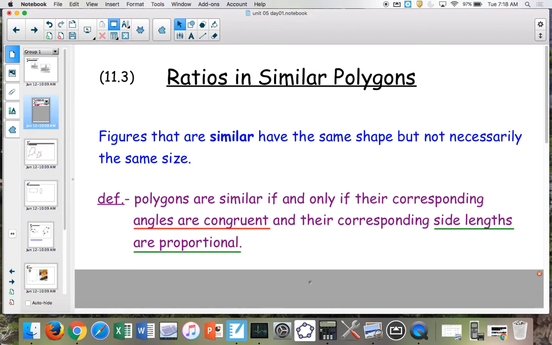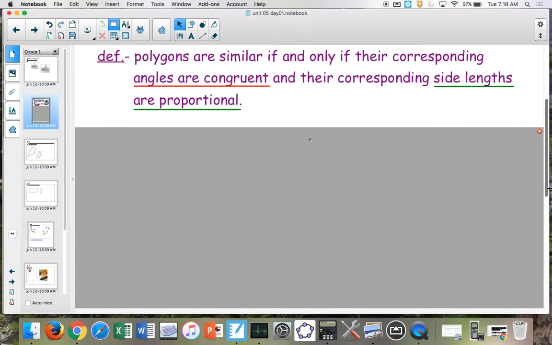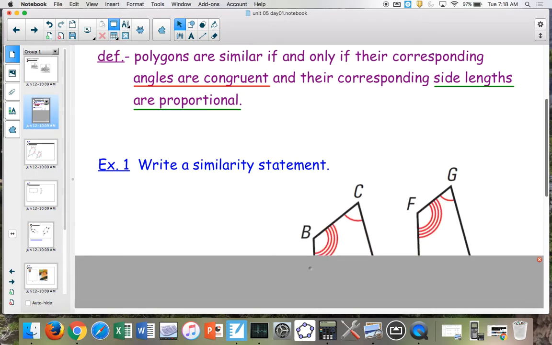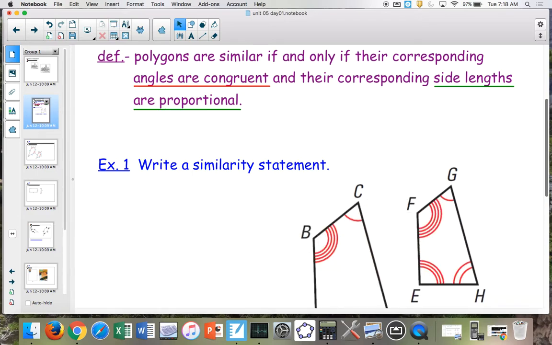Here's our formal definition. Polygons are similar if and only if their corresponding angles are congruent and their corresponding side lengths are proportional. It's important to understand that the angles have to be congruent, but the side lengths don't, but they're proportional. I'll explain what that means in a few minutes. Let's look at an example.